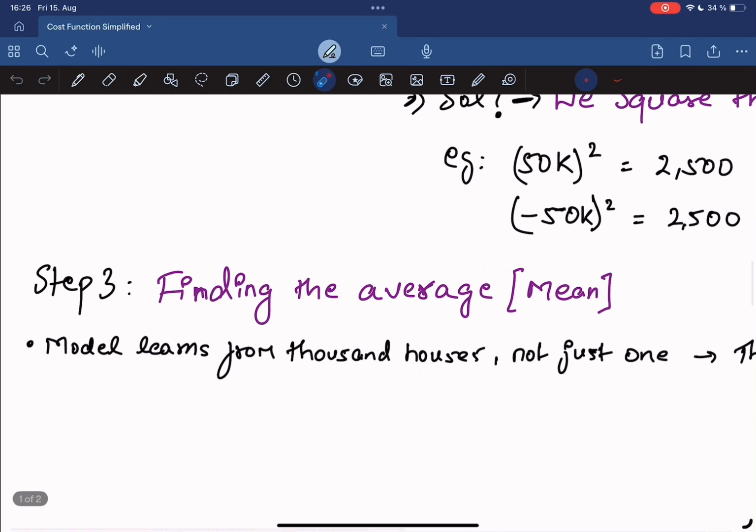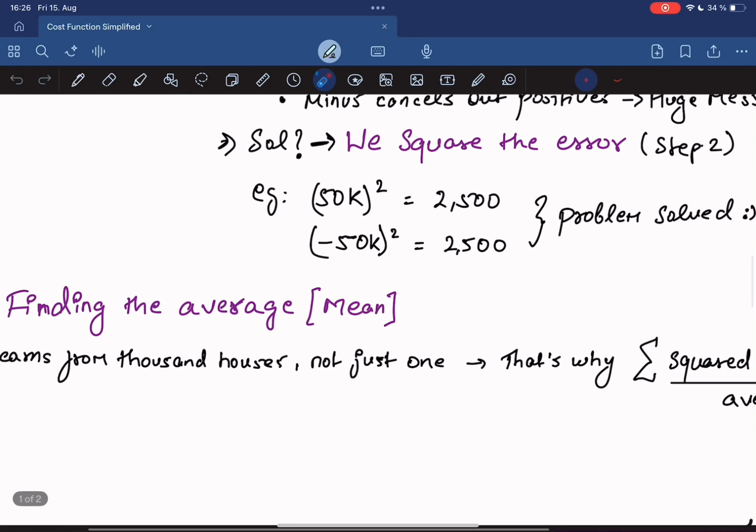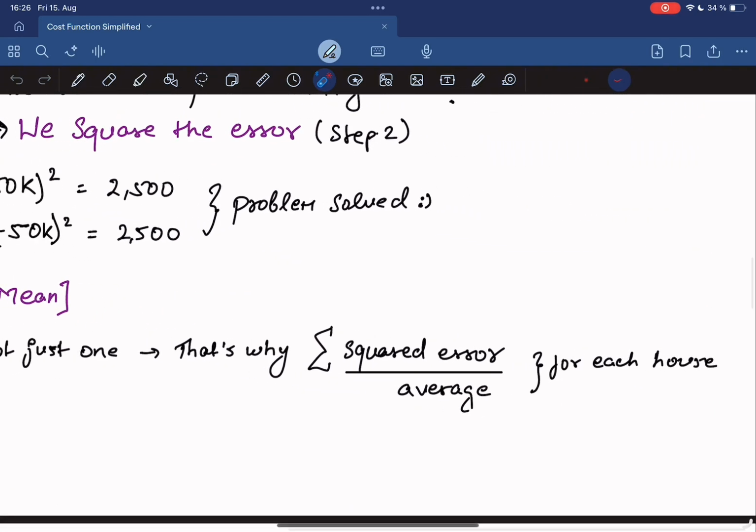Now we move on to step 3, which is finding the average or mean. Now why do we do this? It's because our model learns from 1000 house prices, not just one. That's why we sum up the squared error for each house and we take the average.